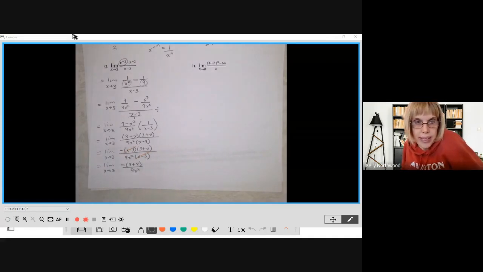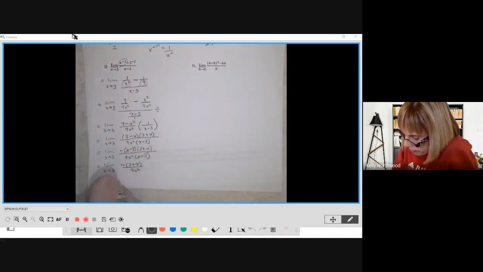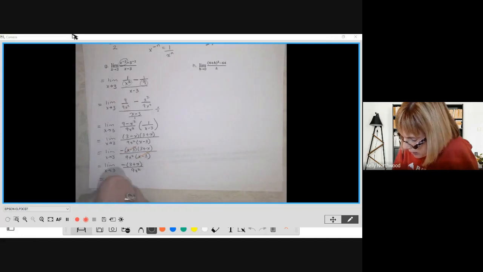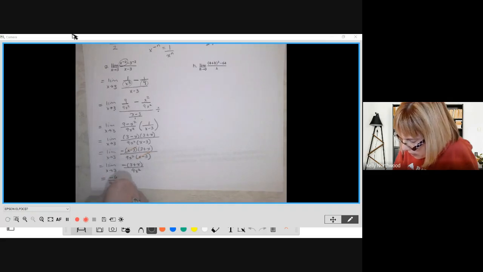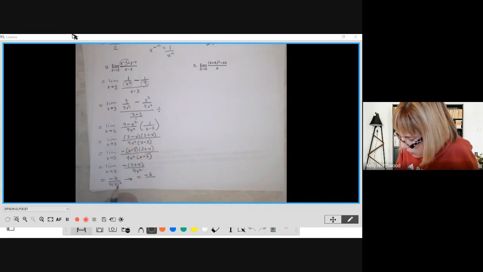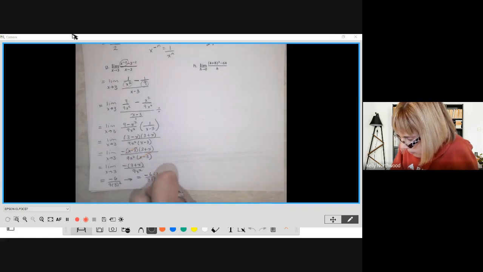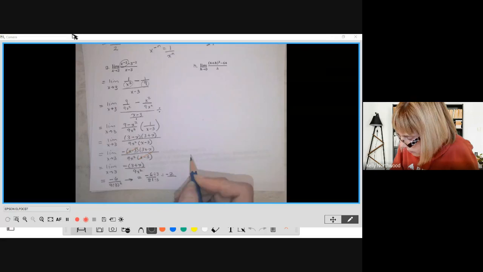So now it's fine to let x approach 3. It's going to give me negative (3 plus 3), so negative 6 over 9 times 3 squared, which is negative 6 over 81, which reduces to negative 2 over 27.